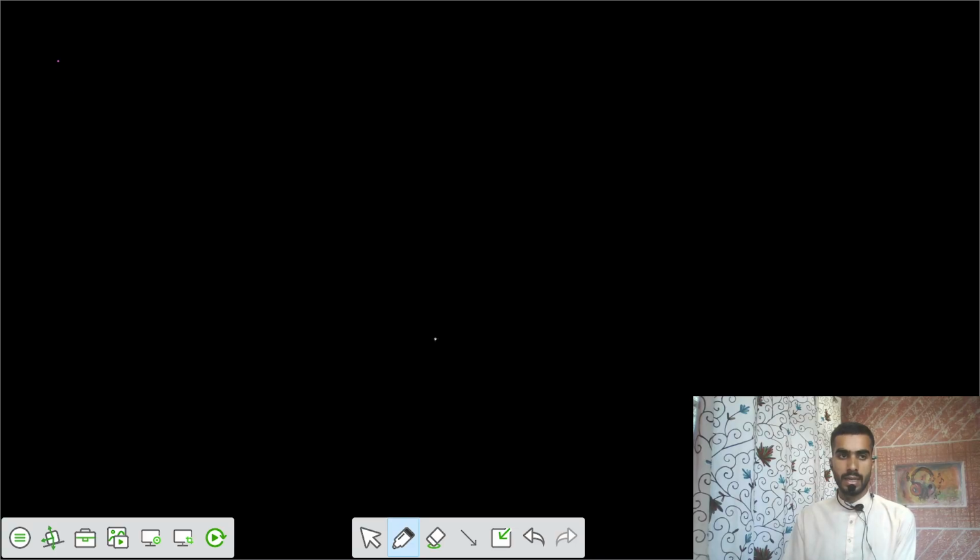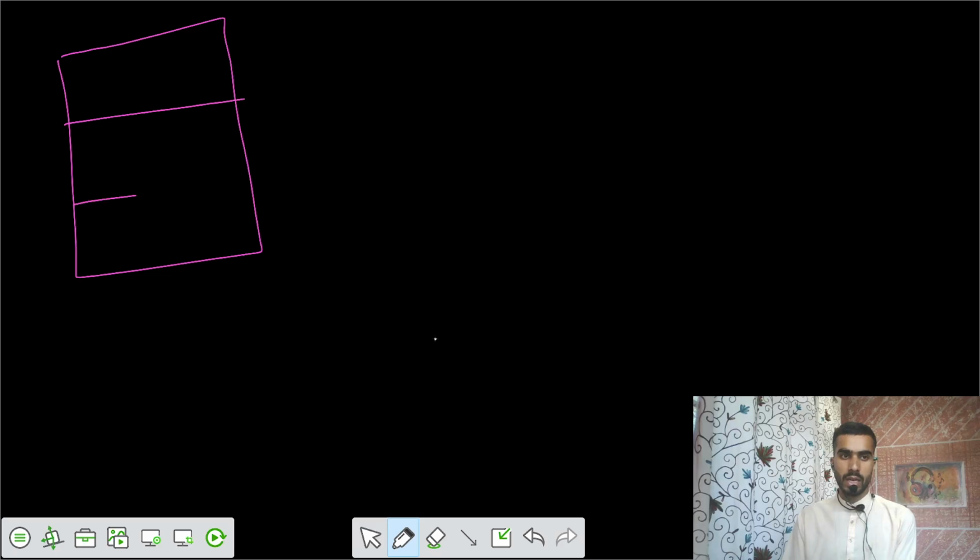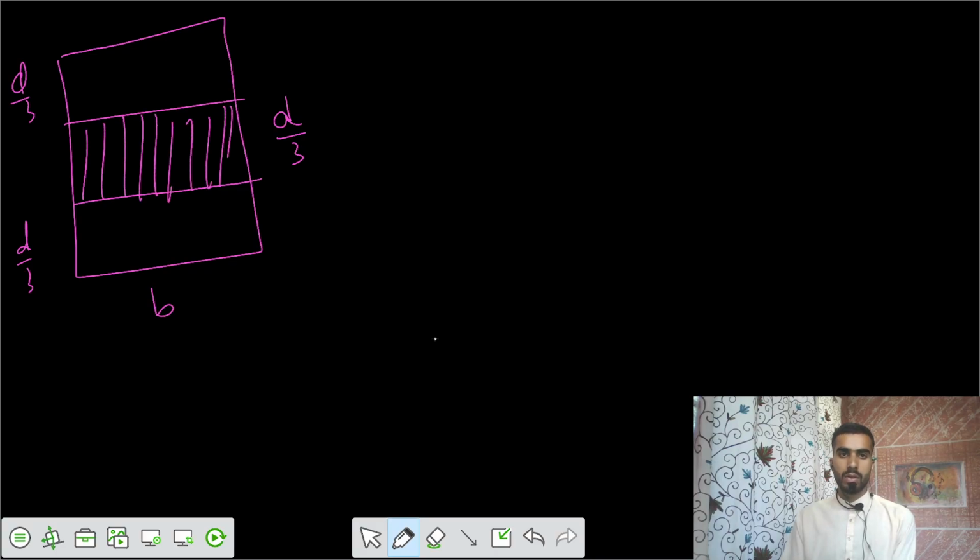that particular kind is that you have this section. Now the shaded area is that middle one-third. So you have B, you have total depth of D, so this is D by 3. You want to say how much moment that shaded area can resist. How much moment that shaded area can resist.